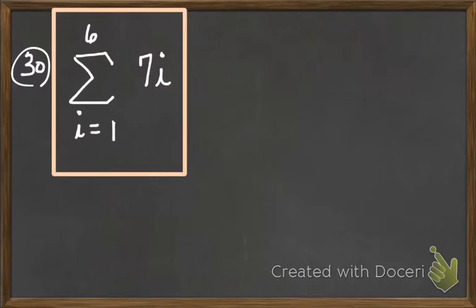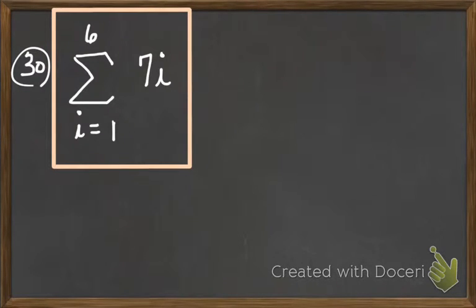So this is the problem. We've got the summation symbol. What we're going to be plugging into is the 7i. We're going to be plugging i values into 7i, and we're going to start with the bottom limit, which means we're going to start where i is equal to 1, and we're going to do 1, 2, 3. We're going to plug in a 1, a 2, a 3, a 4, a 5, and a 6. That's going to give us so many numbers in our sequence, and then we're going to add those together.